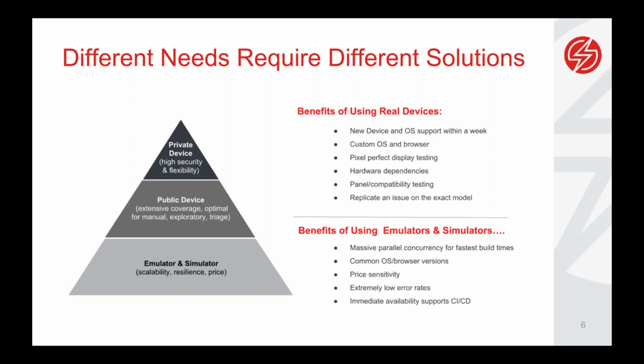Different organizations need different solutions, and it could be for different reasons. So if you look at some of the benefits of using emulators and simulators, one is, of course, the ability to do massive parallel concurrency for faster build times. So you will be able to spin up as many images or many devices as you can. Now, if you're trying to do this with real devices, a lot of times that can be cost prohibitive because it's going to cost a lot more to be able to spin up real devices.